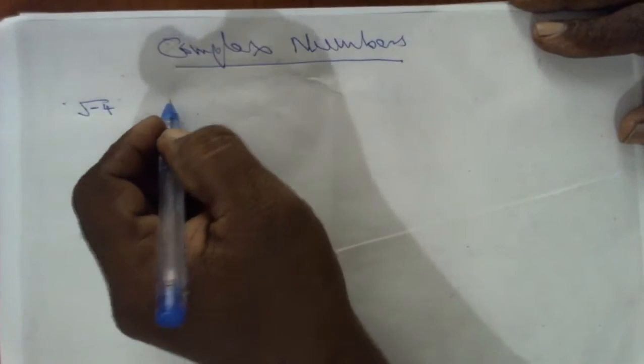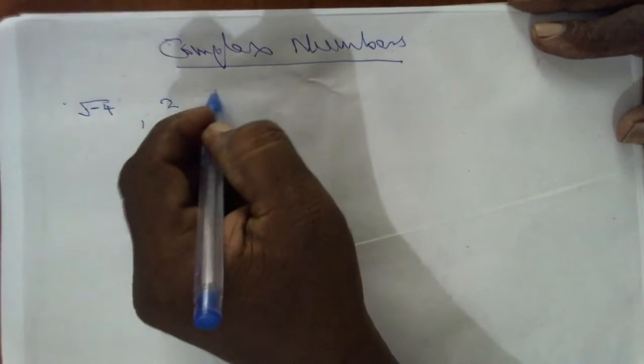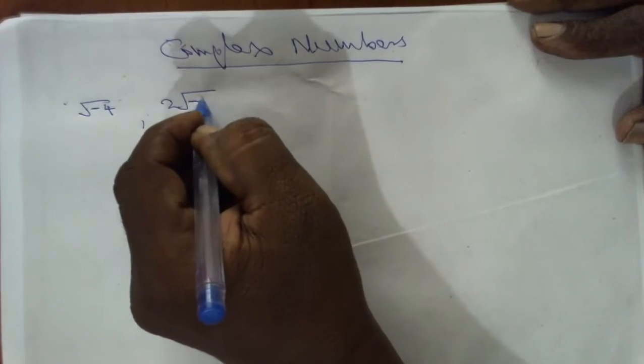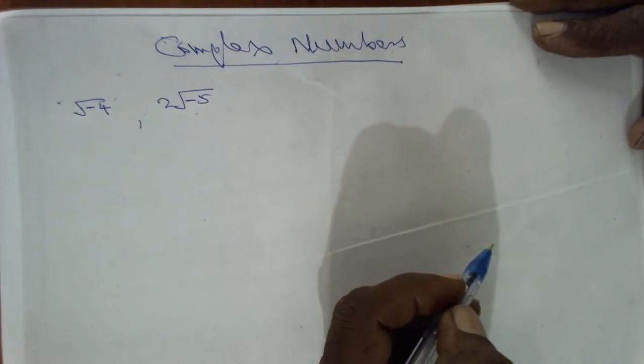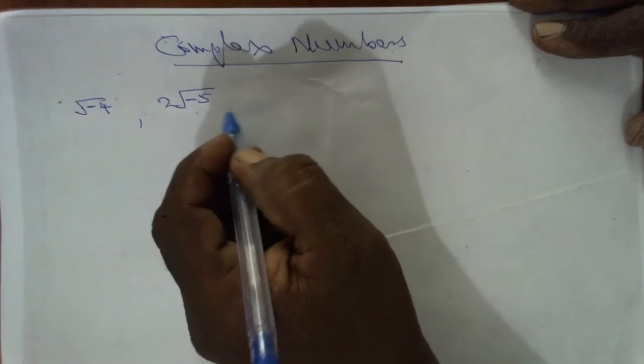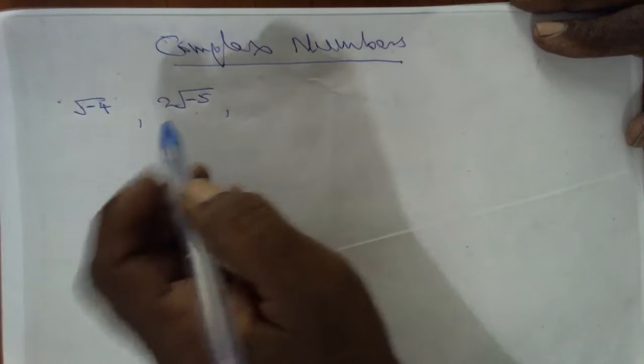If you take it, we should take negative 1 root out and then 2 into minus root 5. How do you find the root of minus 5? Right? We take a negative 1, minus 1 root out. Generally, these are not real. So we call these numbers imaginary numbers.